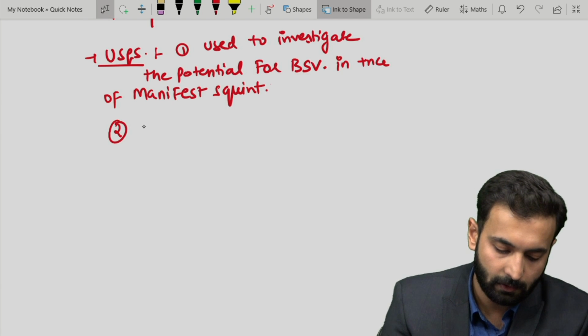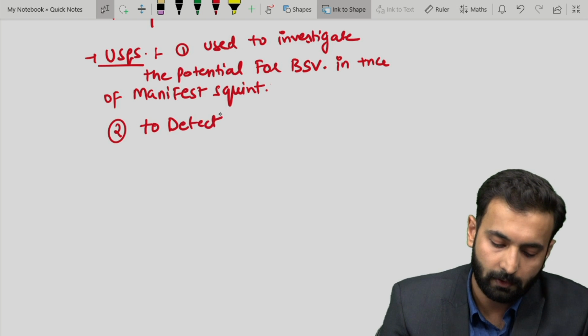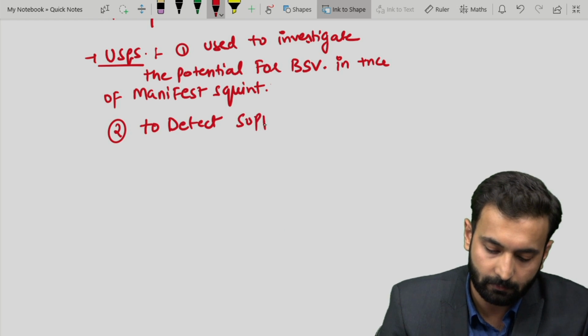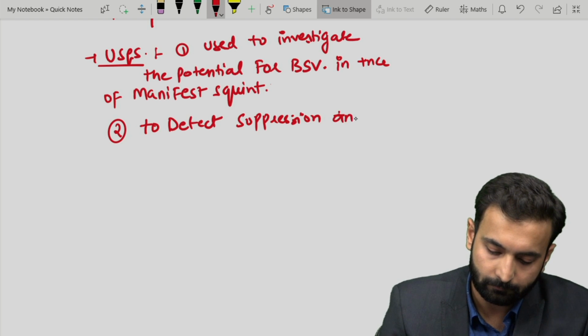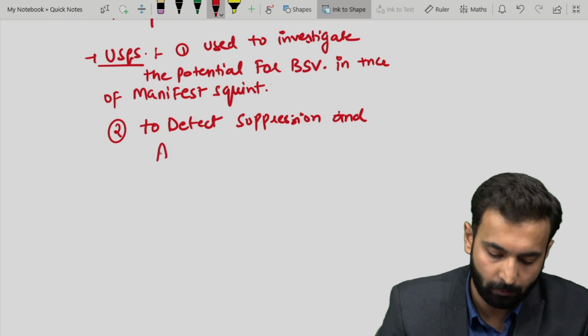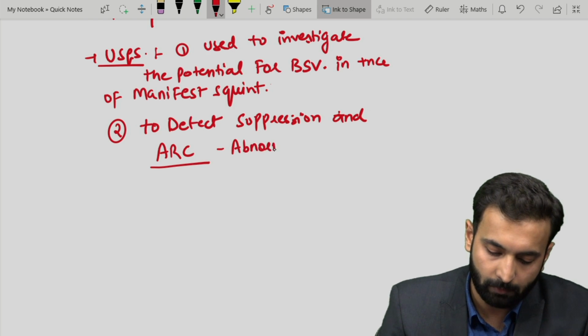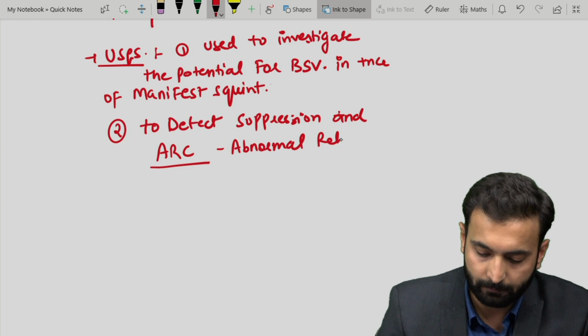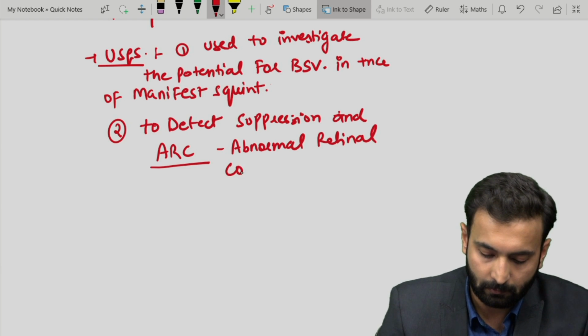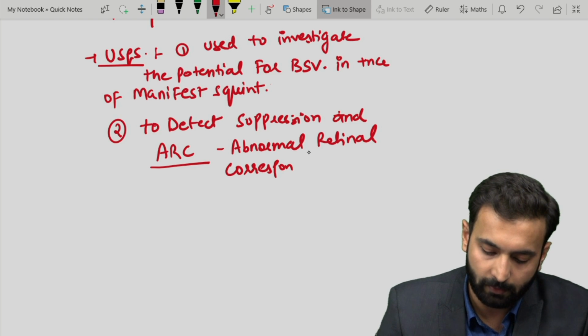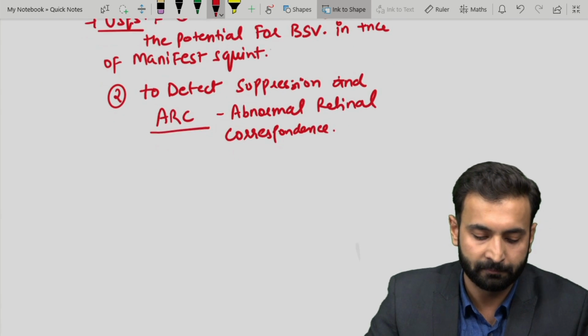Second use, it is used to detect suppression and abnormal retinal correspondence. So, it is used to detect abnormal retinal correspondence and suppression, right.